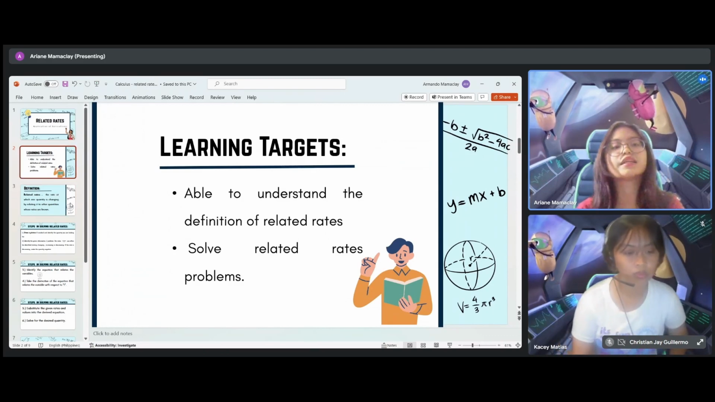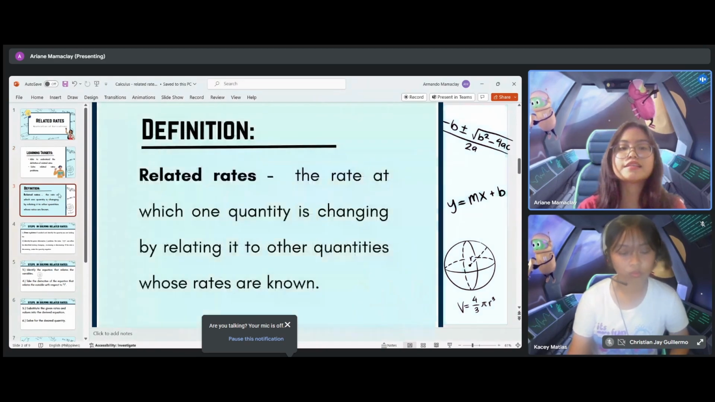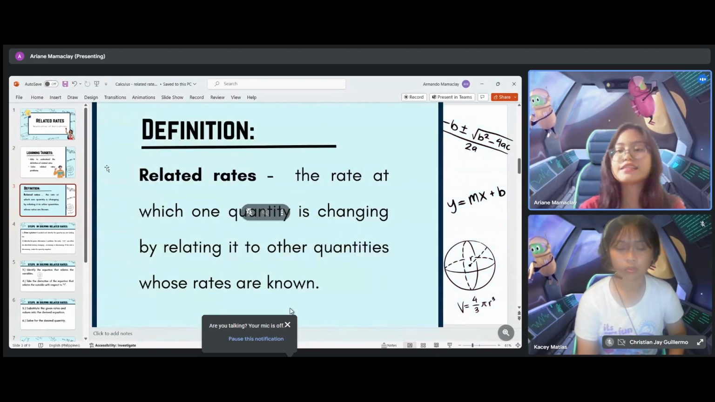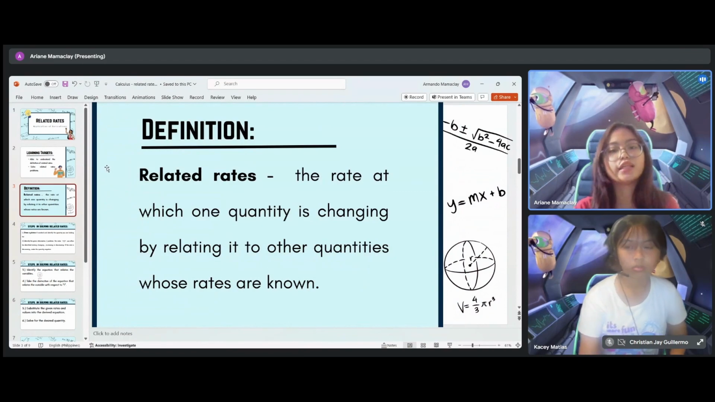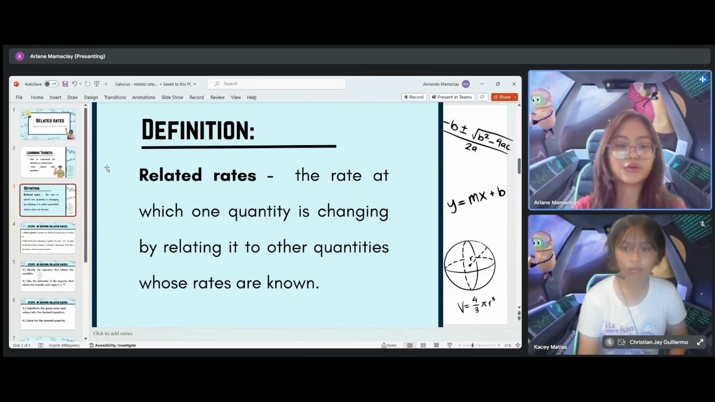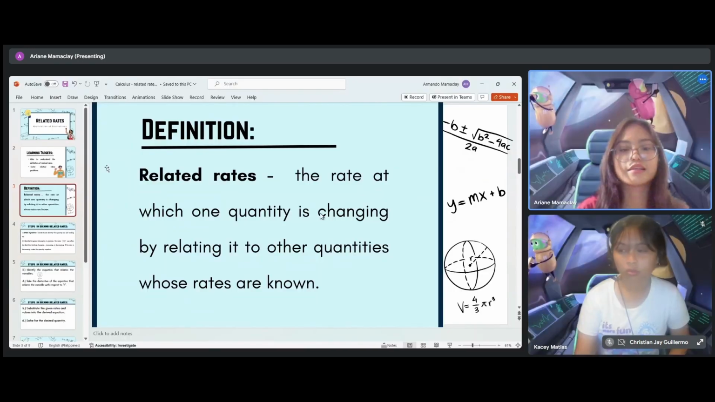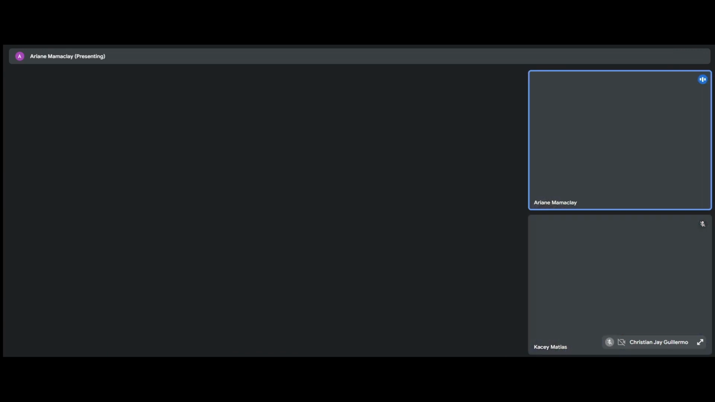So, what is related rates? The definition of related rates is the rate at which a quantity is changing by relating it to other quantities whose rates are known. So, halimbawa, imagine you have two clocks which are ticking at the same time. Pwede mo makuha yung information from one clock para malaman mo kung ano yung nangyayari sa other clock. So, ayun yung isang real-life situation sa related rates.